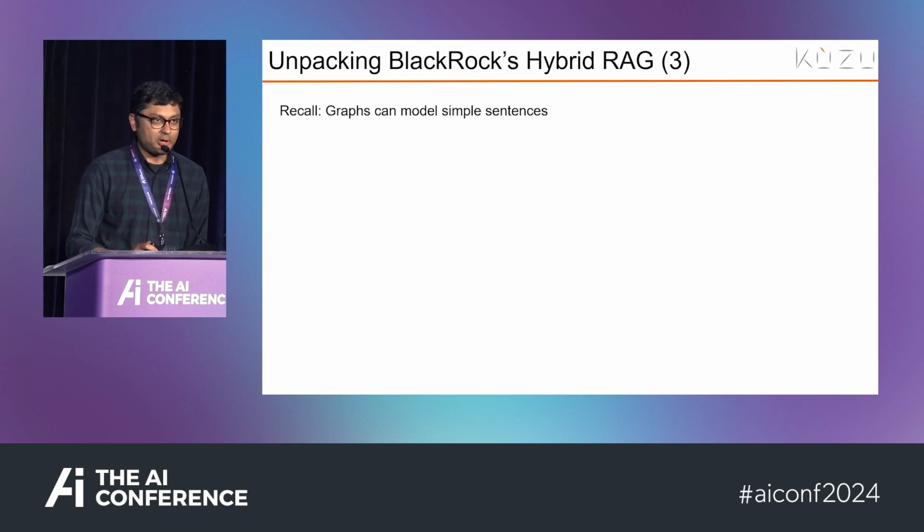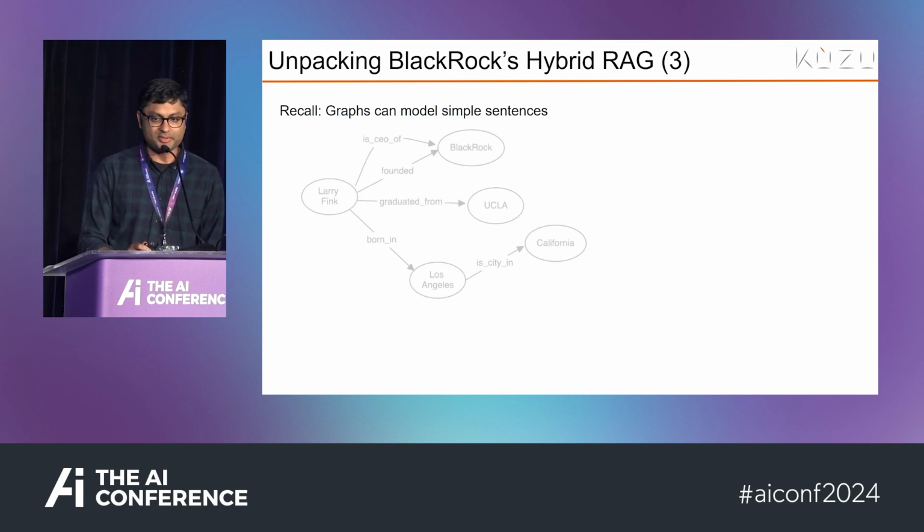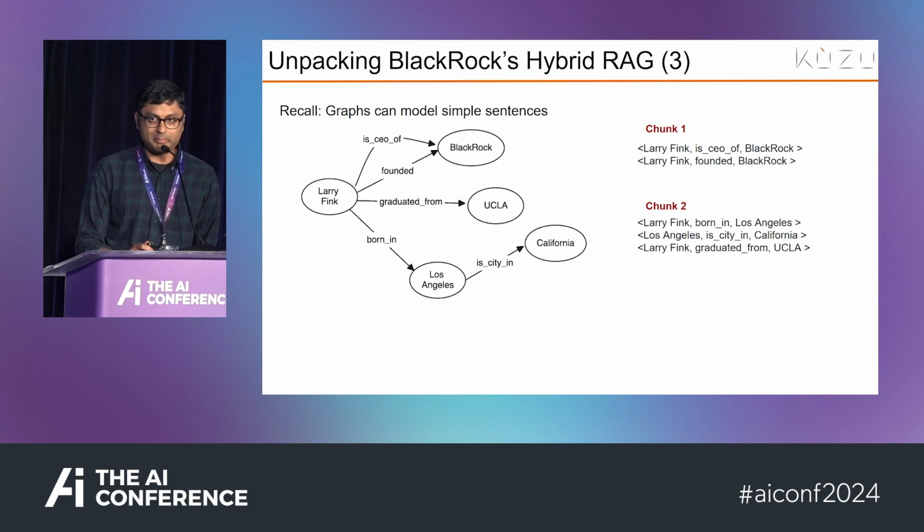Now, we recall from our framework that graphs can model simple sentences via these triples. And this is what it might look like in practice. The same data that we had, the chunk extraction process, where we convert the chunks into relevant triples in the graph, can be used to construct a knowledge graph of this form, where you have explicit links between the person Larry Fink and the other entities that he's related to, his place of birth, the company, and so on, including the nature of the relationships between them.